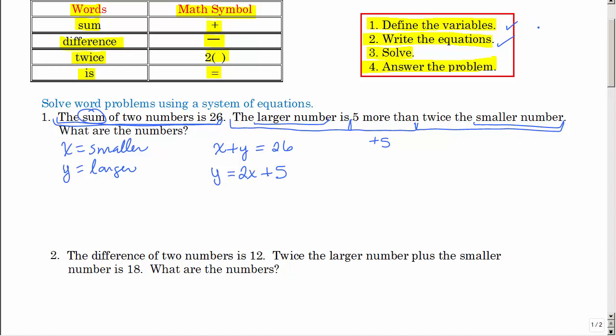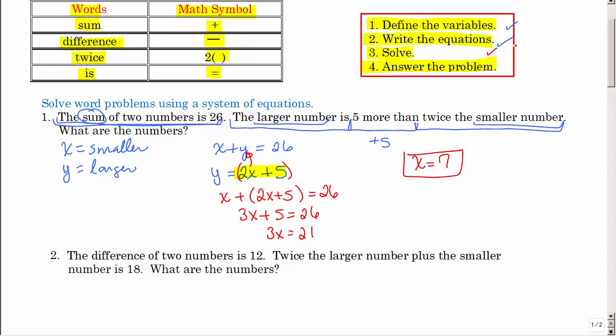I have choices. I can solve them by the graphing method, the substitution method, or the elimination method. I'm never going to choose the graphing method. And this looks like it's pretty much set up for the substitution method, since y is already solved for. So that's the method I'm going to use. I am going to substitute this into the other equation. So I have x plus, and instead of y, I have 2x plus 5, equals 26. Collecting like terms, I have 3x plus 5 equals 26. Subtract 5, and I get x is 7.